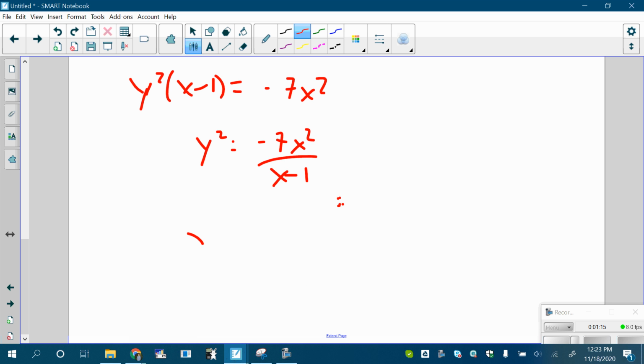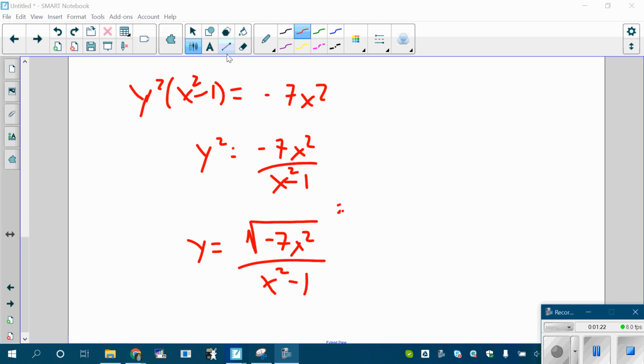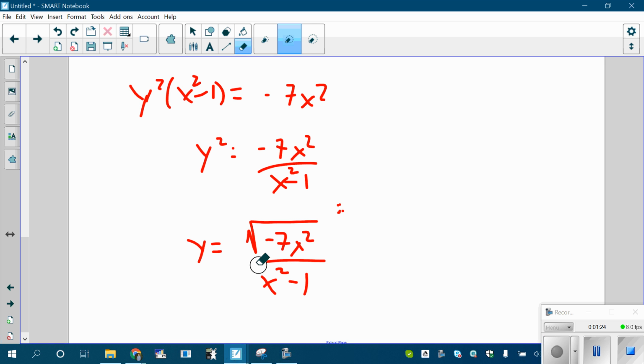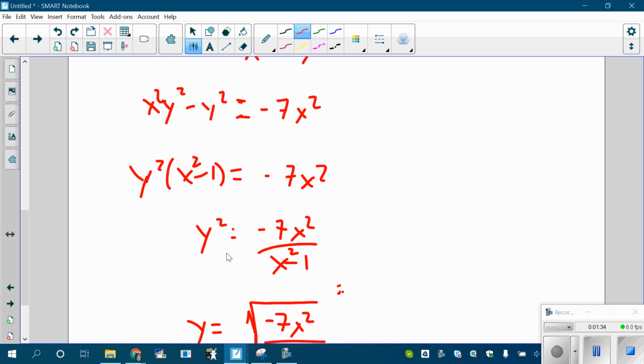Oops, I dropped a squared there, on that x. And also this square root I should really draw like this, so it's over the entire thing. Cool. And that is my inverse function.